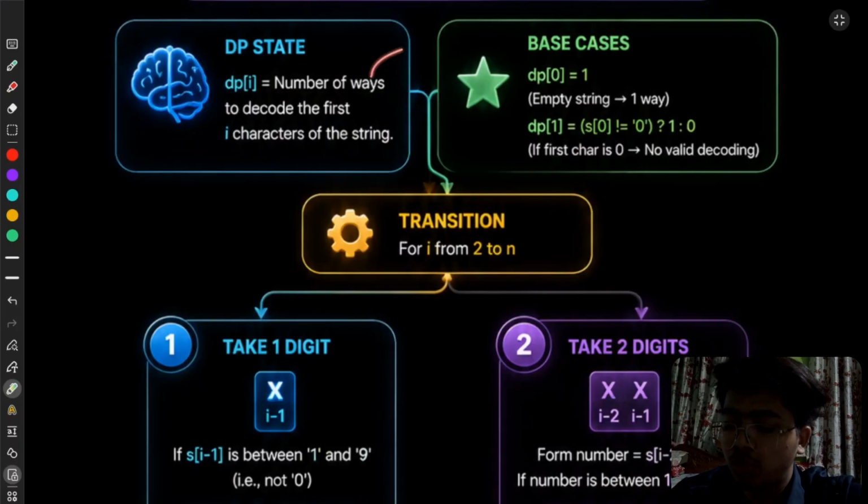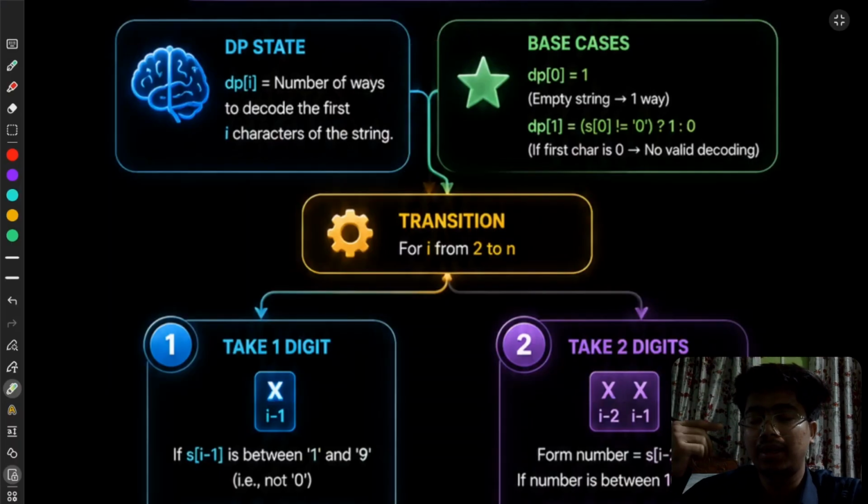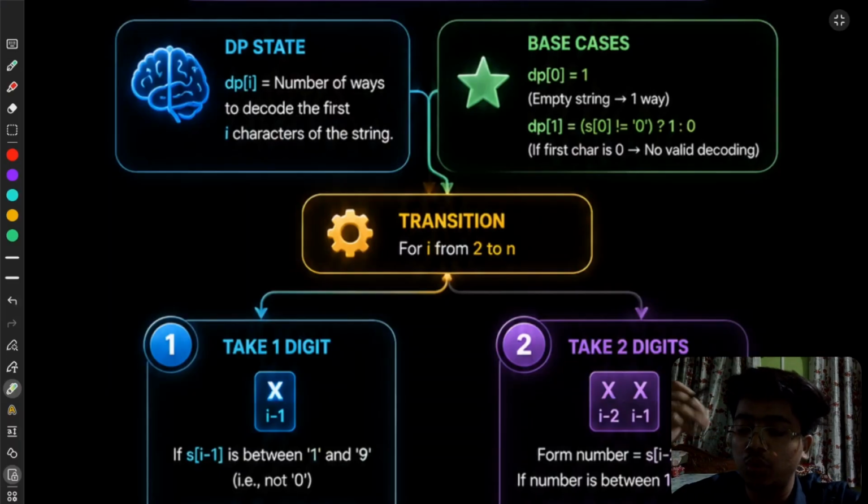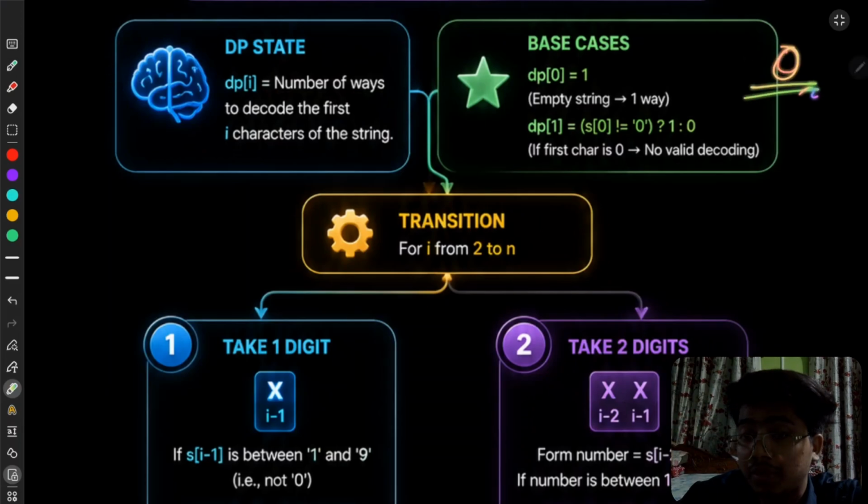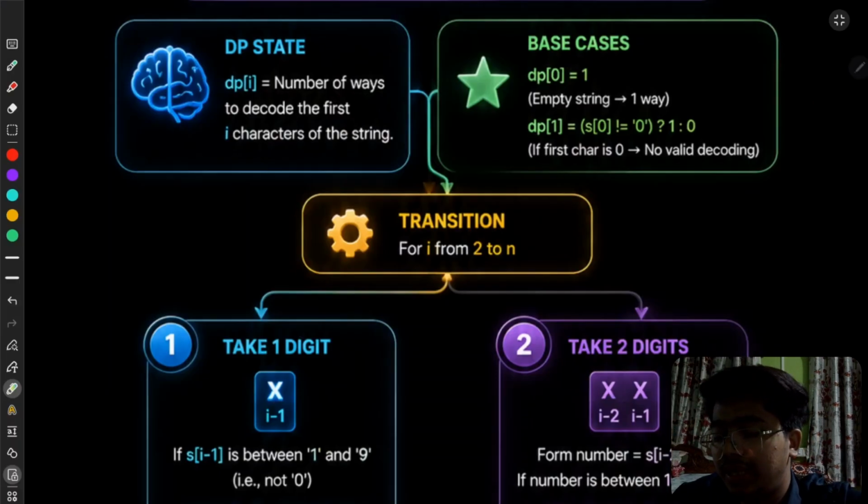After the DP state, we move to understanding the base case. What might be the base case in dynamic programming? The base case is always around 0: what if the string becomes empty, or what if there is only one character? And one important thing we notice here is a preceding 0, which is also a matter of consideration for the base case. So these are the base cases.